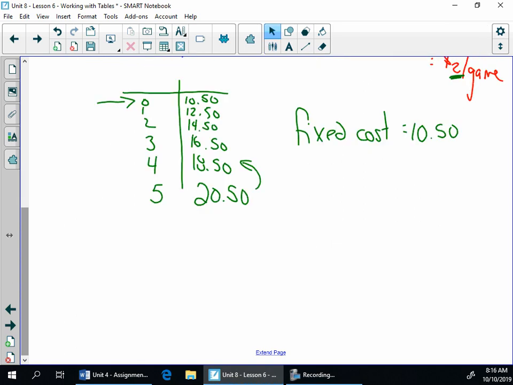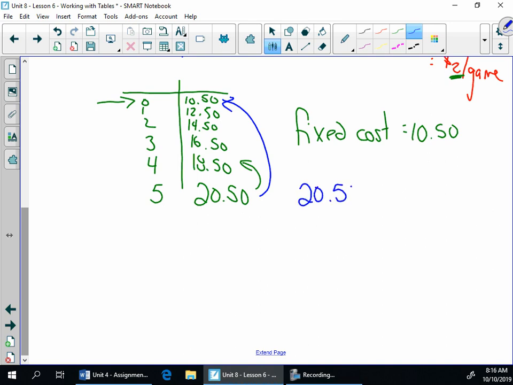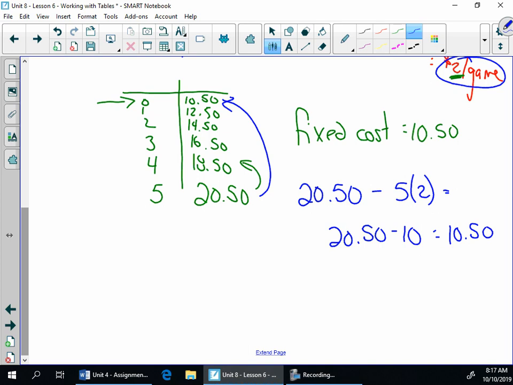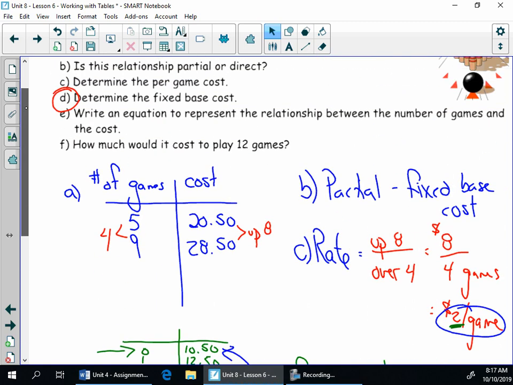It's totally fine, it makes sense. But if I wanted to cheat a little bit and get back right to here without doing all the work, I would take what I know 5 games costs and subtract 5 games worth at $2 a game, just 10, will get me my answer faster. Okay, so you can do the table, write it out, find the pattern, or just think about the pattern and how far you have to go backwards.